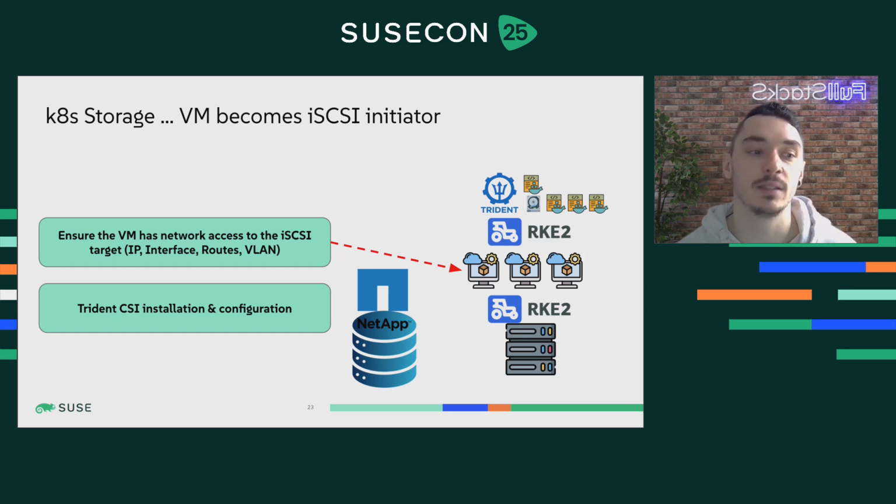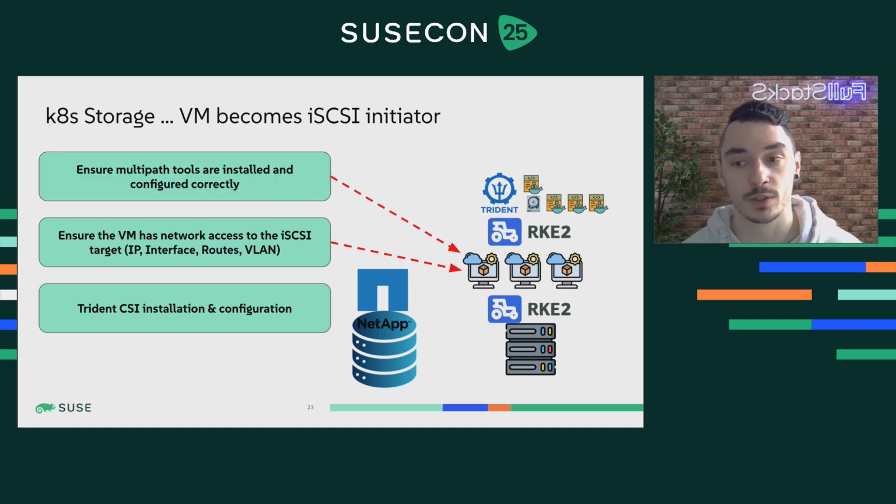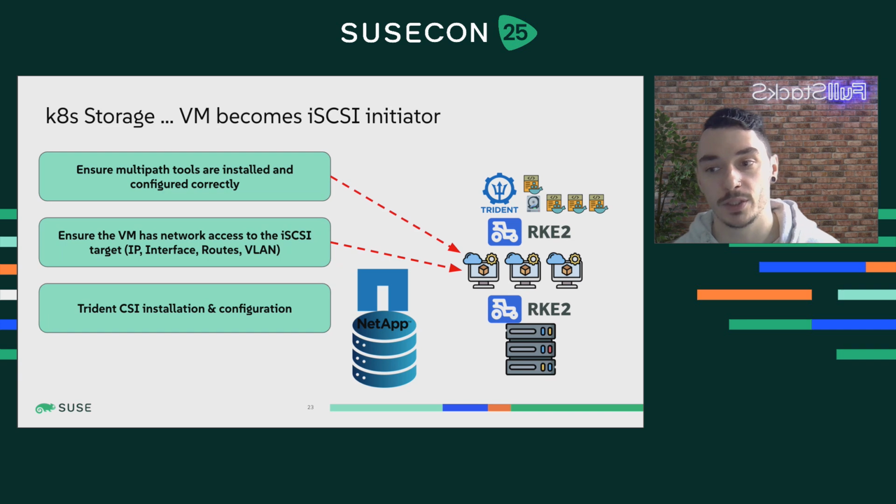Then we definitely need to ensure that this virtual machine has access to the iSCSI target, which is the data interface of NetApp. So you need to make sure that the VM IP is able to connect to NetApp. Just make sure that the IP addresses, routers, VLANs, etc. are properly configured. You then need to make sure that multipath tools are also installed and configured correctly on the virtual machine.